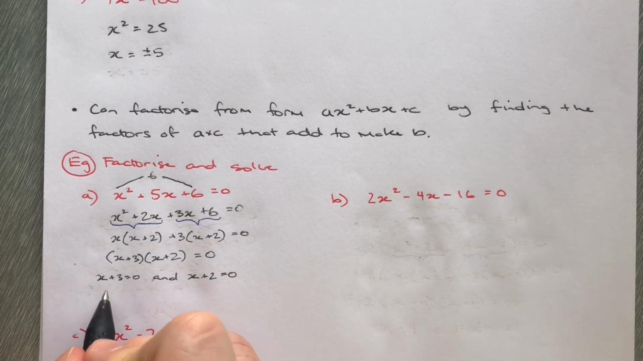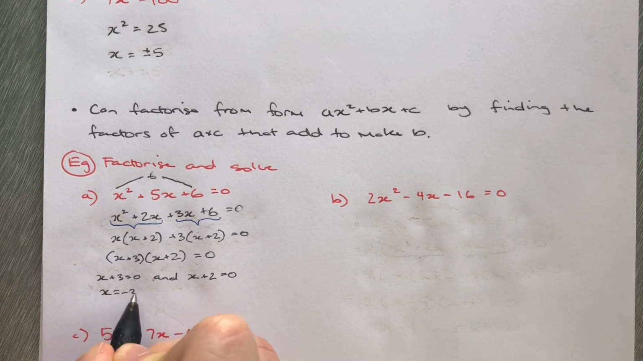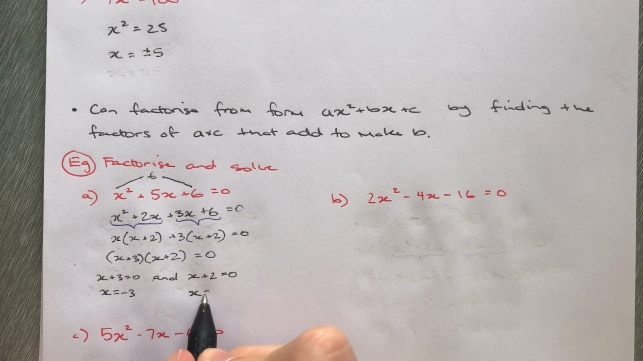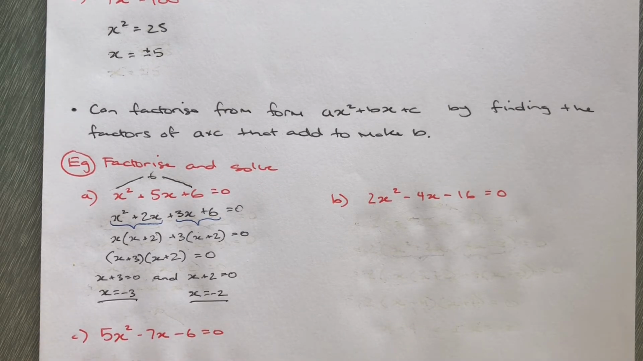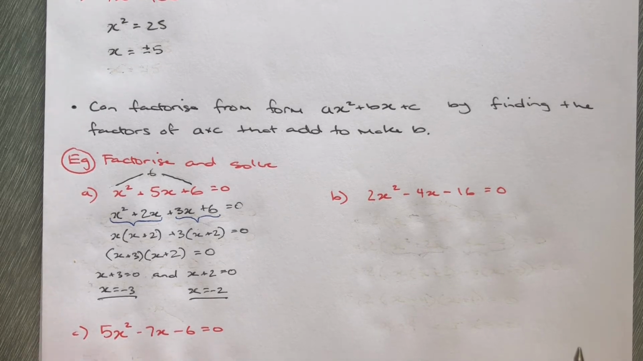So let's solve for x here. So this one, x is going to be minus 3, and over here, x is going to be minus 2. There's our two answers. We're done. So that was a little bit harder. So we're going to practice a little bit more with these next couple, but we're using the same sort of steps.